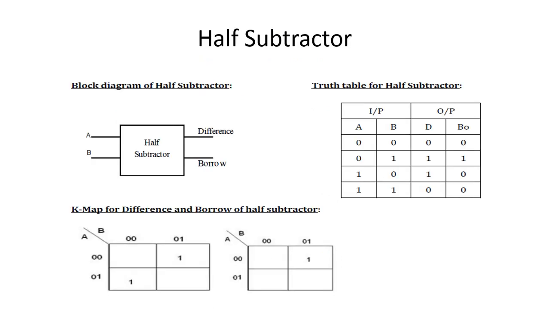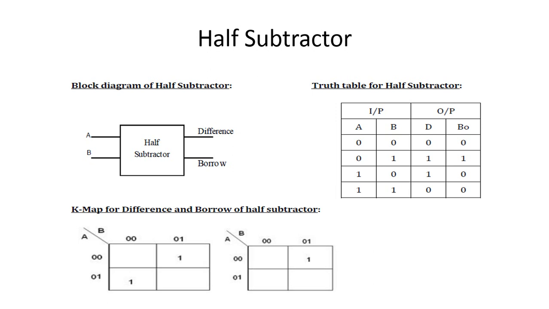Next one is the half subtractor. So this is the block diagram of the half subtractor. Here A and B are 2 inputs and difference and borrow are outputs. The truth table for the half subtractor: input is AB, output is difference and borrow. So 2 inputs, so 2 to the power 2 equal to 4 combinations of the input: 0 0, 0 1, 1 0 and 1 1. These are the input combinations.